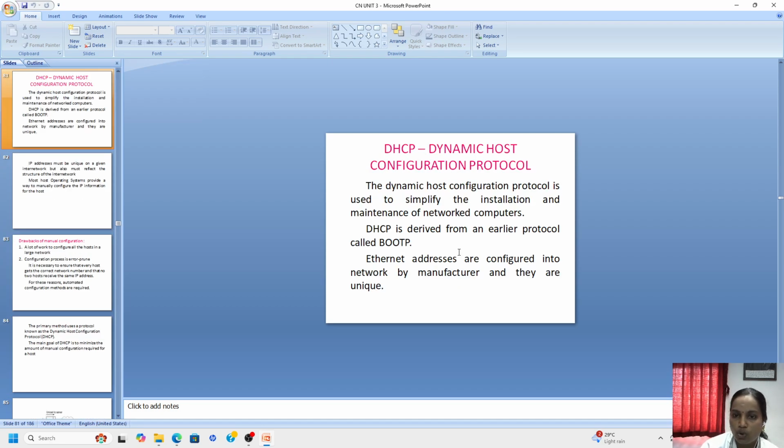Next one is Dynamic Host Configuration Protocol. This protocol is used to specify the installation and maintenance of a network.